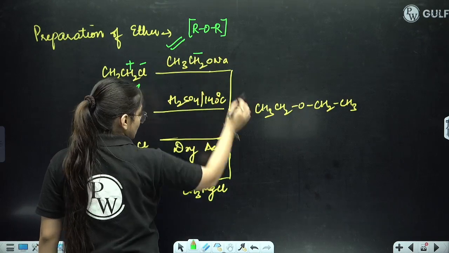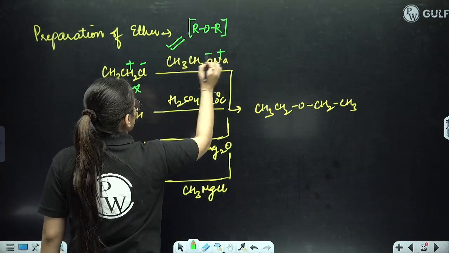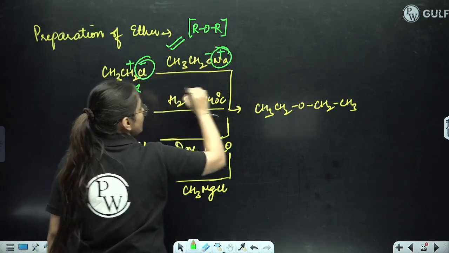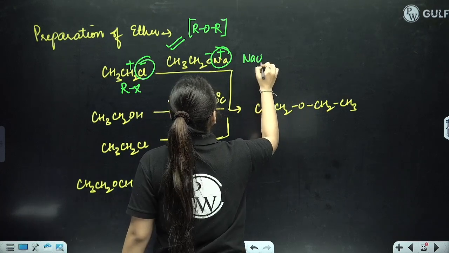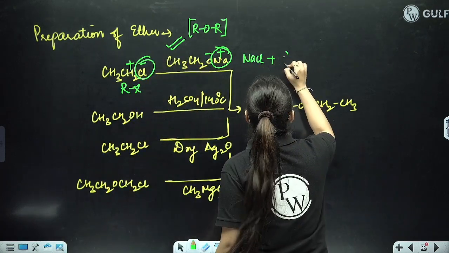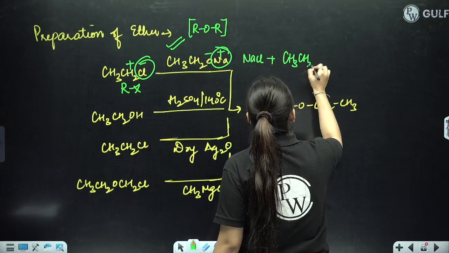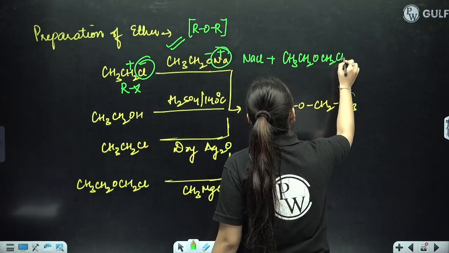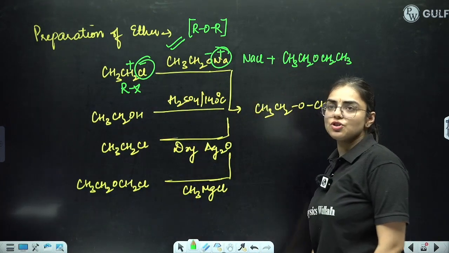it is negative. Now see, this is negative, this is positive. So Na positive, Cl negative will liberate out as NaCl, and you will get attached to this one, so it will get CH3CH2O CH2CH3. So this is again a method of preparation of ether.